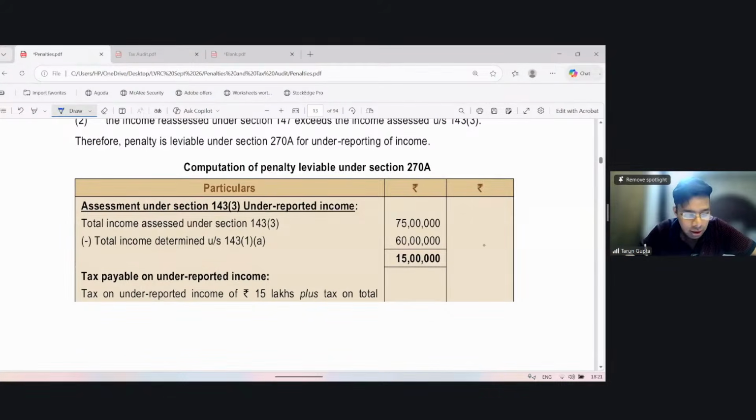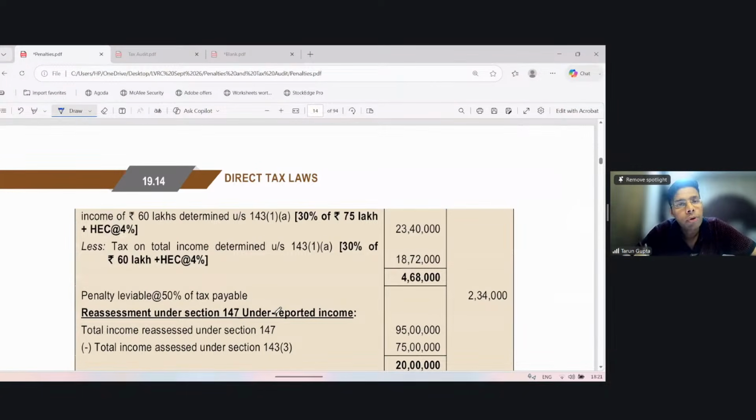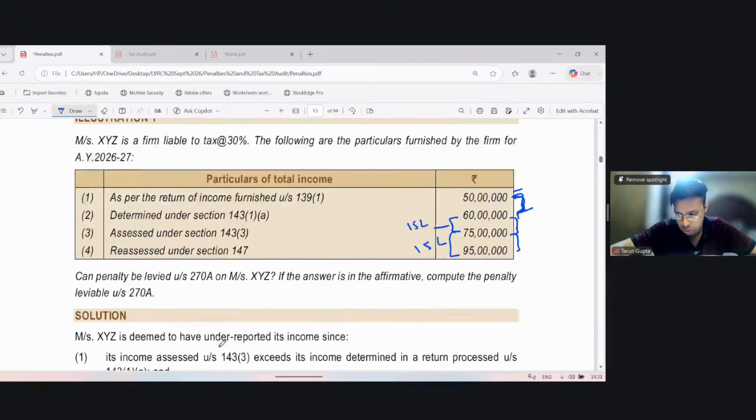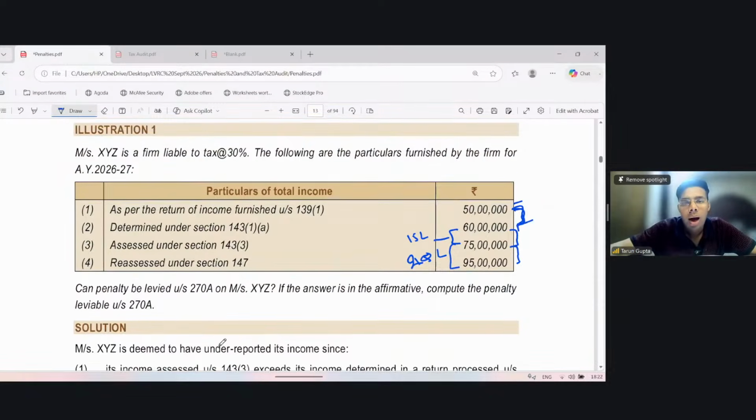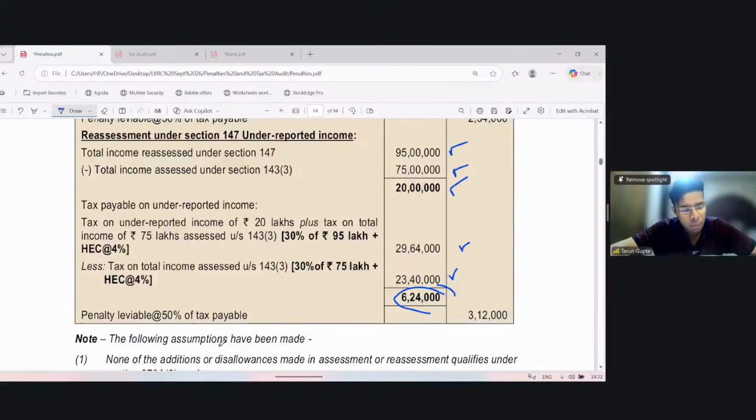So in case of assessment, the underreported income is 15 lakh. Then how do we compute the tax payable on 15 lakh? We first compute tax payable on 75 lakh, and then we reduce the tax payable on 60 lakh. So this gives the tax payable on 15 lakh, and 50% of this is the penalty, assuming it's a case of underreporting. Similarly, in the case of reassessment, this was 95. So 20 lakh was the underreported income. Now, how do we compute the tax? First, we compute tax on 95 lakh, and from that amount, we reduce tax on 75 lakh. So we get the tax on underreported income, which is 6,24,000, and 50% of this is the penalty, assuming it's a case of underreporting.